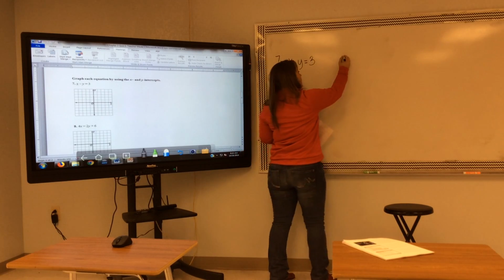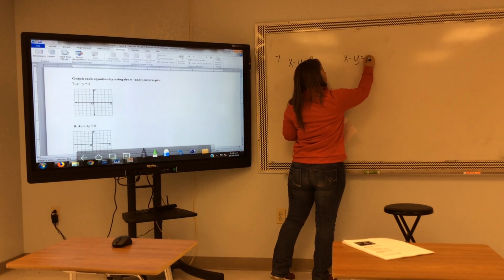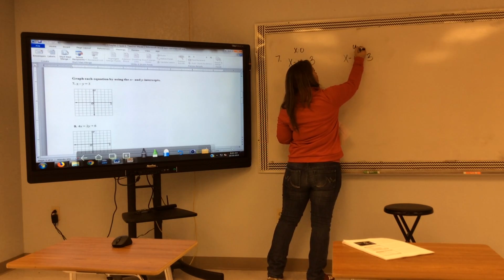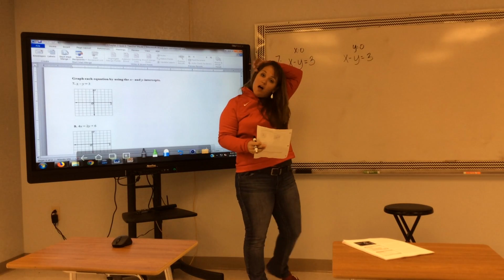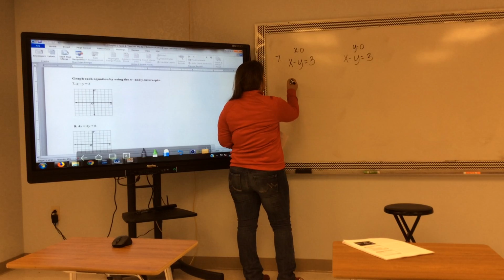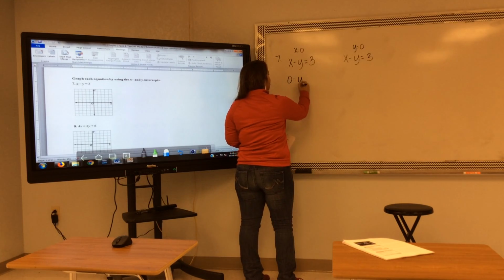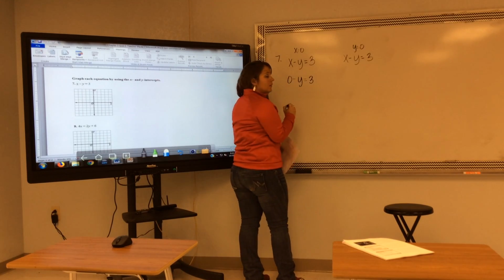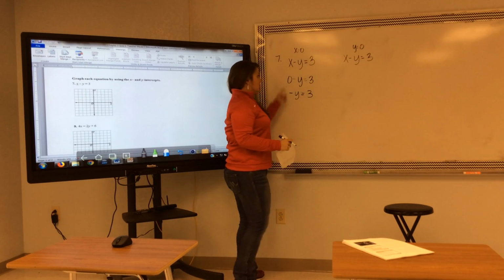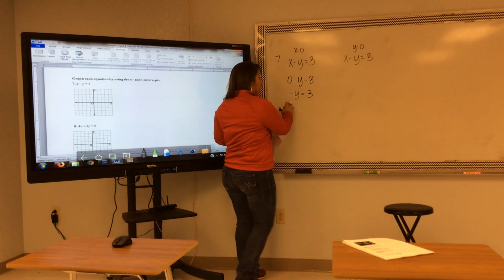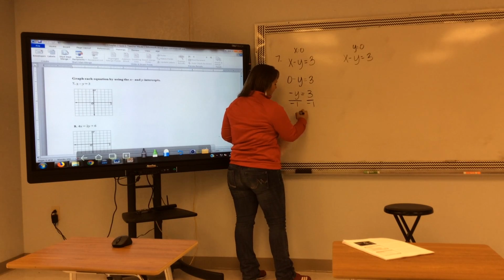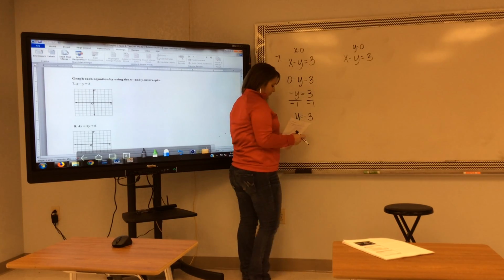I'm going to take that problem and write it down twice. Here I'm going to say x is equal to 0. Here I'm going to say y is equal to 0. And then when I solve, I will get each of those intercepts. Okay, so x is equal to 0 means 0 minus y equals 3, which means negative y is equal to 3 because 0 minus that 0 just goes away. Well, if negative y is equal to 3, I can divide both sides by a negative 1, and I get that y is equal to negative 3.